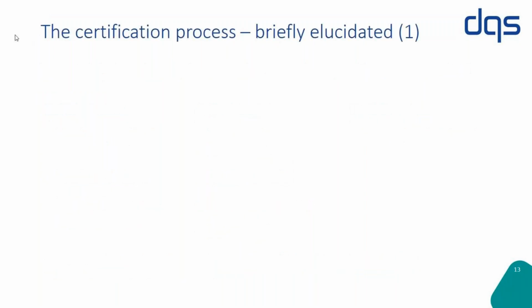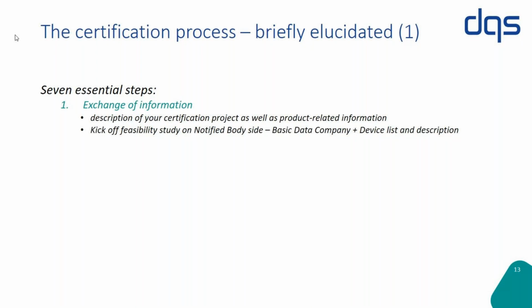So this process can be briefly elucidated. We have 7 essential steps for you as client. First of all, we have an exchange of information. You have a product in question and wish to certify it. At the very beginning, you have to communicate what kind of quality management system you want to have certified, which certification programs, whether from Taiwan, MDSAP, or whatever you want. And we need, of course, product-related information.